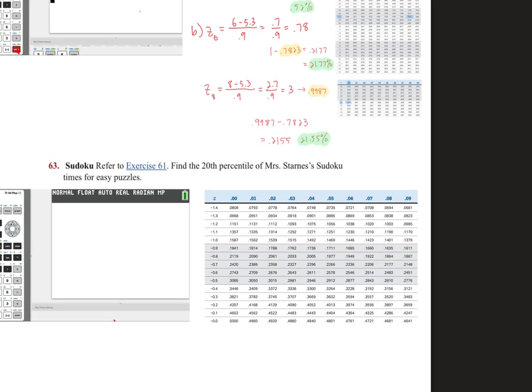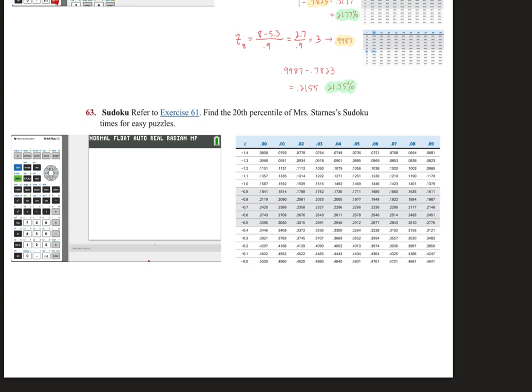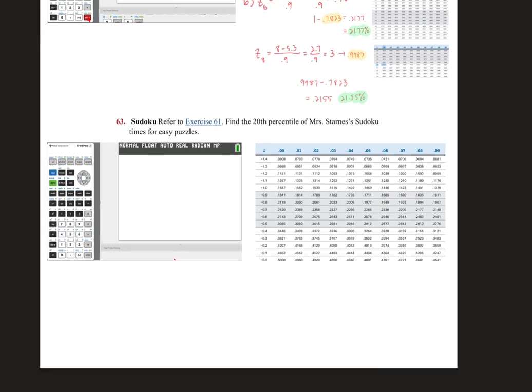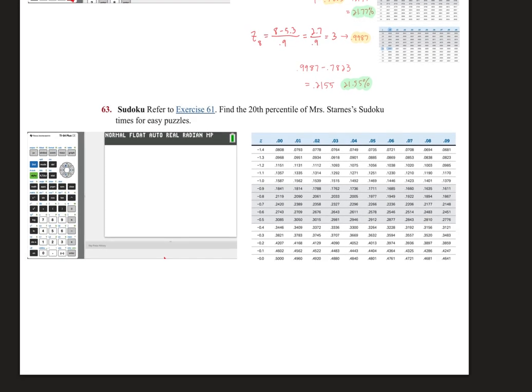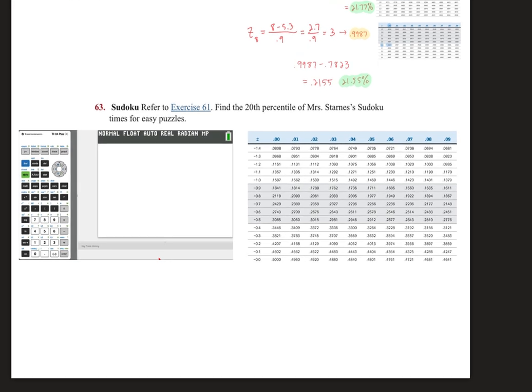Okay, next one, 63. They say refer to the same exercise. So find the 20th percentile of Mrs. Starnes' Sudoku times for easy puzzles. Okay, so now we're given the percent. Anytime you're given the percent or the proportion, we'll go the other way. And so this will be the first problem that you have to do inverse norm in the calculator or going backwards with table A.